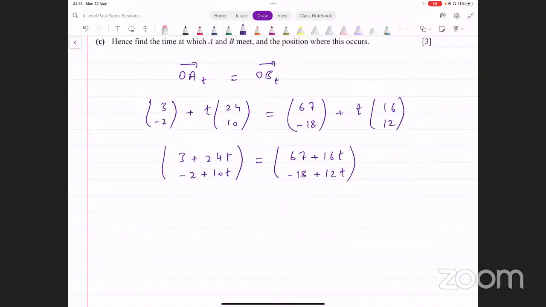Okay, this thing should be equal to this thing, and the second component should be equal to the second component, right? So let's say अगर हम पहली वाली यूज करते हैं, 3 plus 24t, that equals 67 plus 16t. Let's see what that turns out to be.